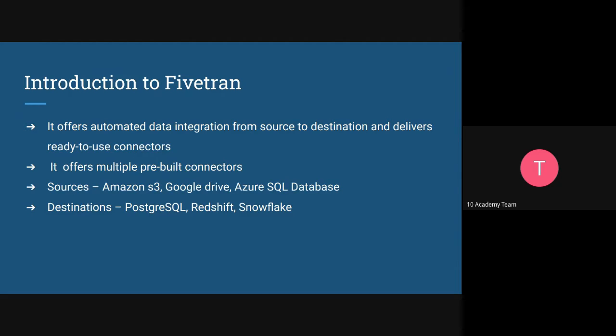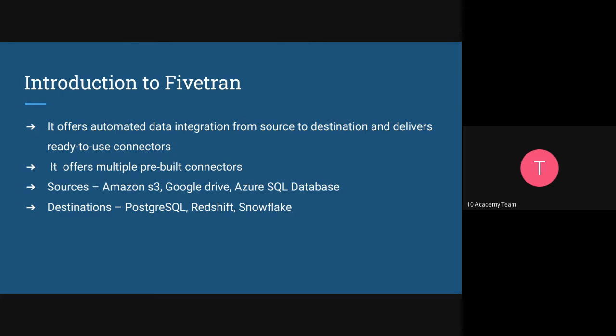You will only be interacting with the user interface and set up a connector for your source and set up a connector for your destination easily. So you'll just have to click some buttons to create a connector for your source, and also you'll just be clicking some buttons to create a new destination and automatically load or ingest data from your source to your destination. It offers multiple pre-built connectors. Some sources are Amazon S3, Google Drive, Azure SQL Database, Azure Blob Storage, social media data, and so on. So they have many connectors for the source part and the destination part.